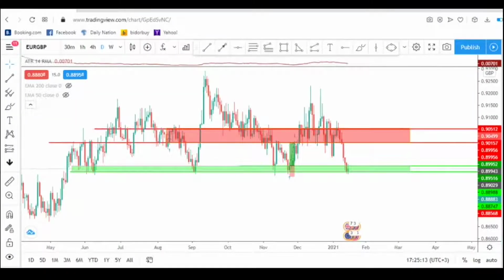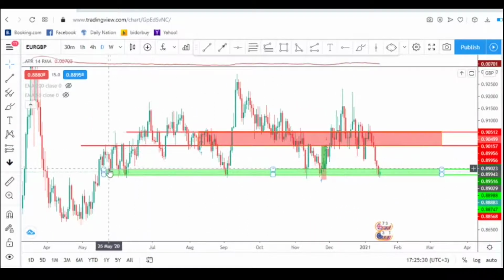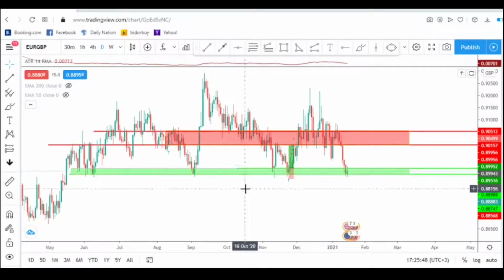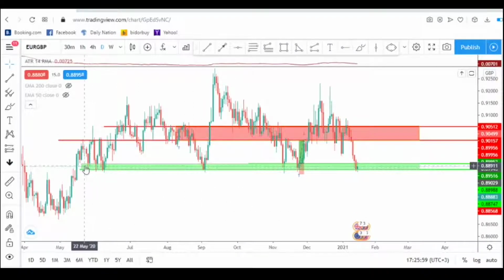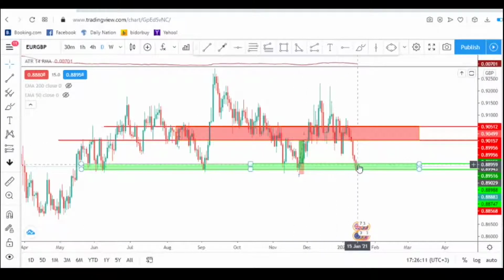This analysis is basically based on price action, and the first currency pair is Euro Pound. On Euro Pound, I have drawn these zones. The green zone here is a zone that I have drawn to show the support, and this level has held the market for a very long period of time, right from May 2020 up to November 2020, and now the market has come back again to this level of structure.